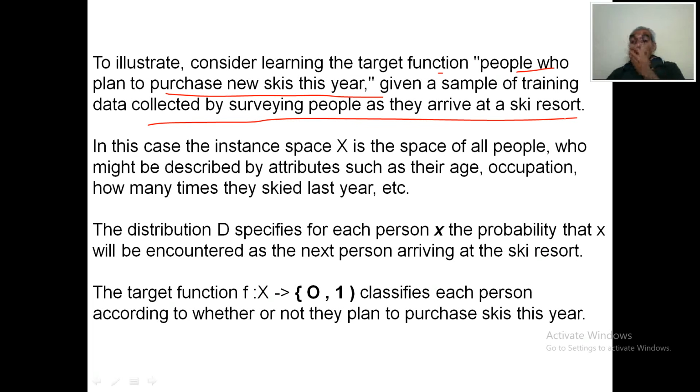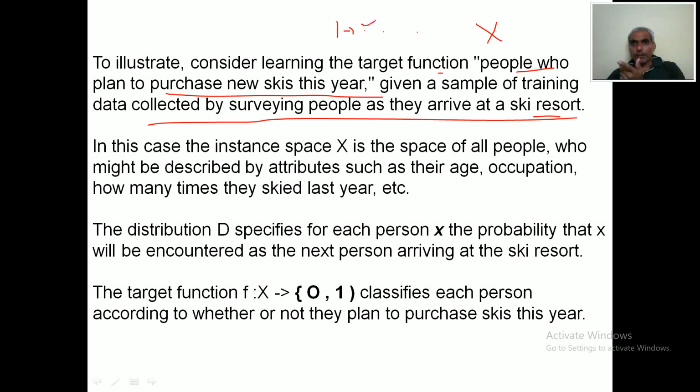Now the trainer starts a survey. He goes to that resort where people are coming for vacation. There he asks questionnaires and collects data points. He asks everyone, so first person he will ask, are you going to purchase these skis for enjoying that snowy weather? When he is asking that particular person, there are certain attributes, right?